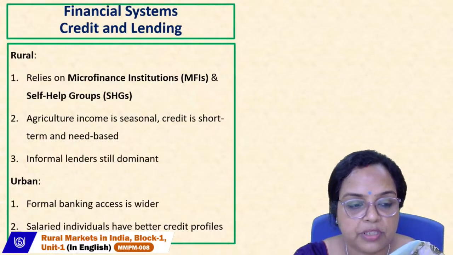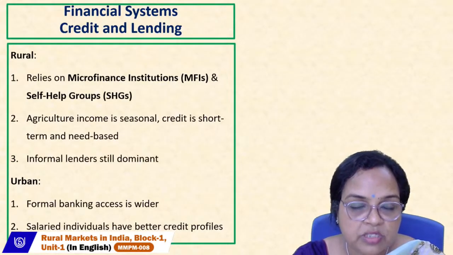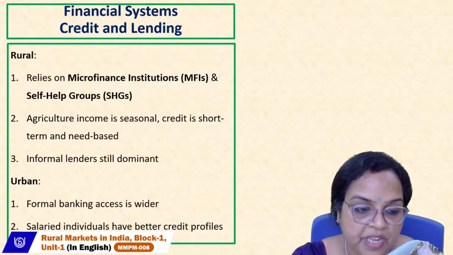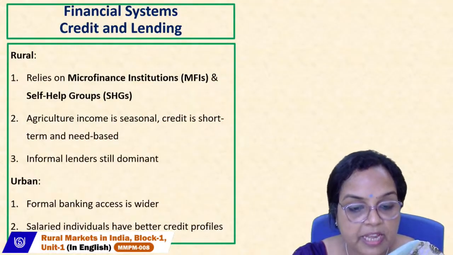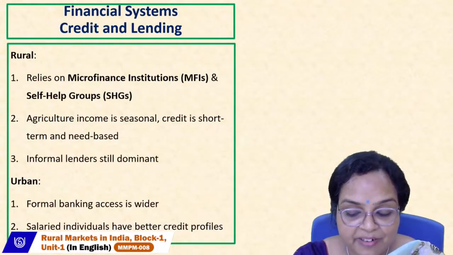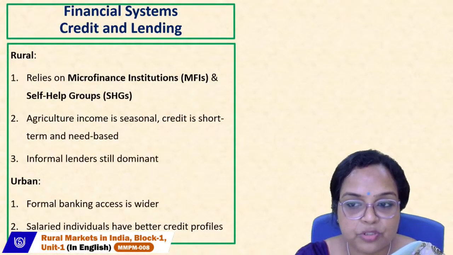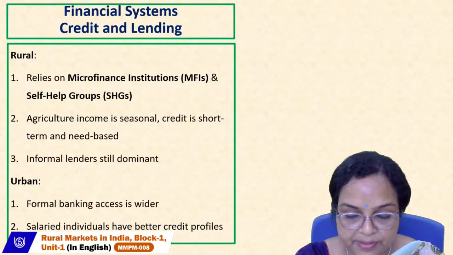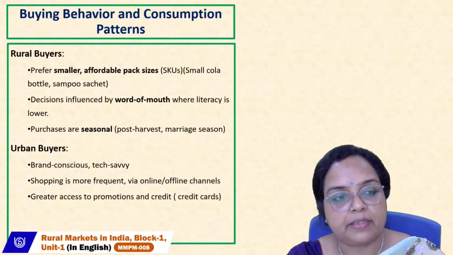In comparison to rural, in urban areas there is a formal banking system, so people are getting loans in a systematic way. They are getting loans, and their purchasing power is slowly increasing. In urban areas, we have more salaried individuals. They have better credit profiles. We all know about credit cards. So the basic difference between rural and urban is the lending and credit system, through a structured way and through an unstructured way.